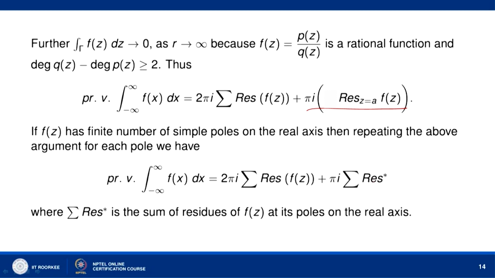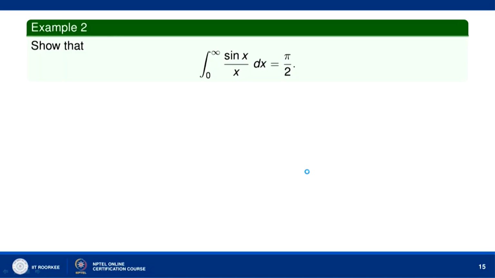We showed this formula for the case of a simple pole at z equal to a, but there can be more than one such singularity on the real axis. So, we find the residues at all the singularities on the real axis, take their sum and multiply by pi i. This is what we do to evaluate the Cauchy principal value of the integral from minus infinity to infinity of f(x) dx. Now, let us consider the integral from 0 to infinity of sin x over x dx equal to pi by 2.